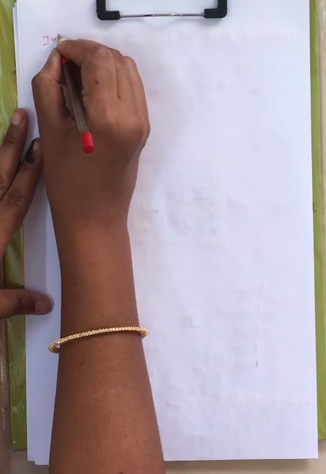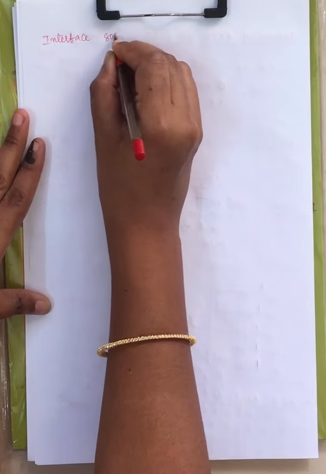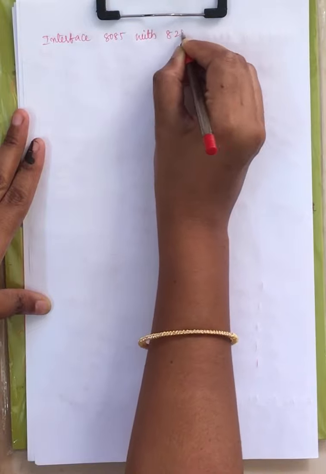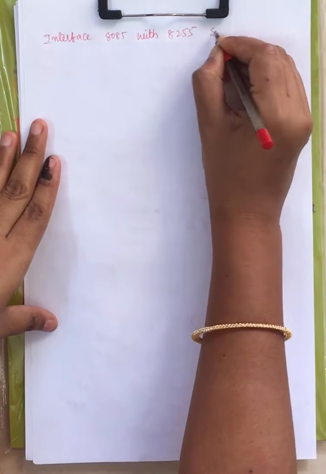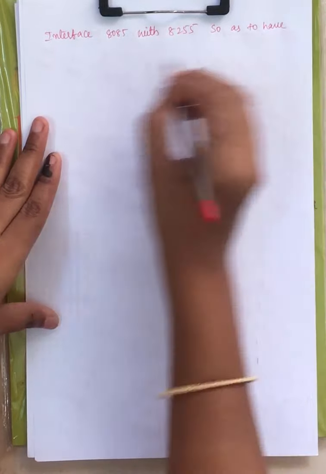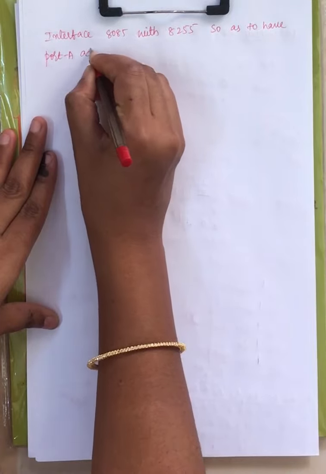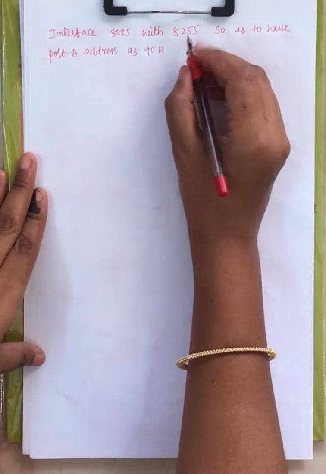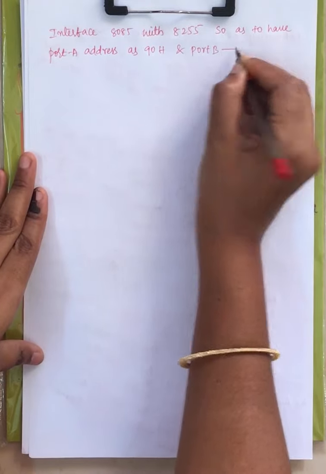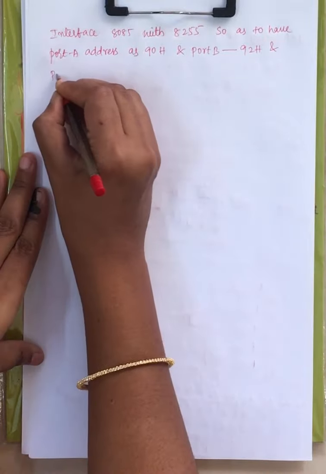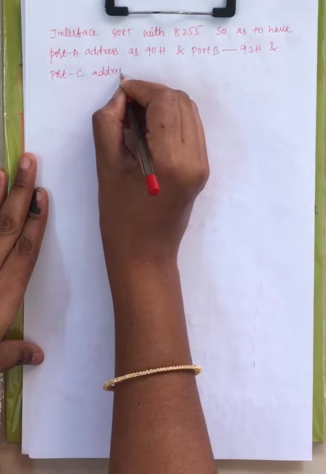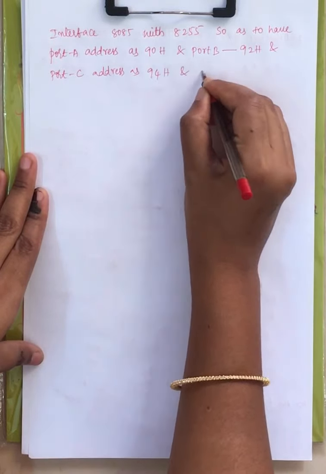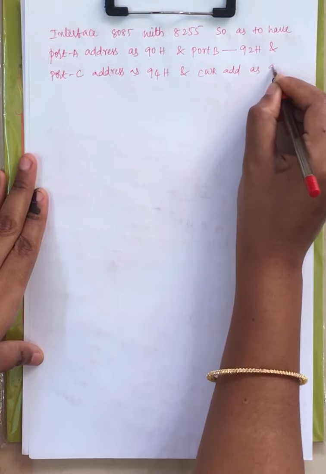Now the problem is: interface 8085 with 8255, so as to have port A address as 90H, and port B address as 92H, and port C address as 94H, and control word register address as 96H, right?